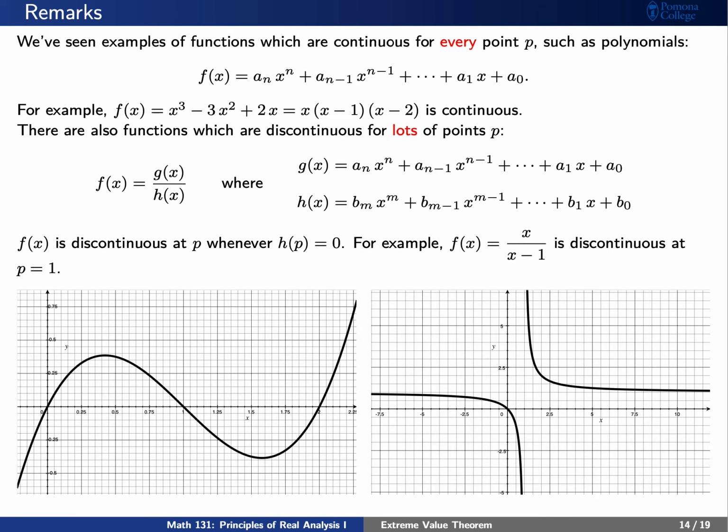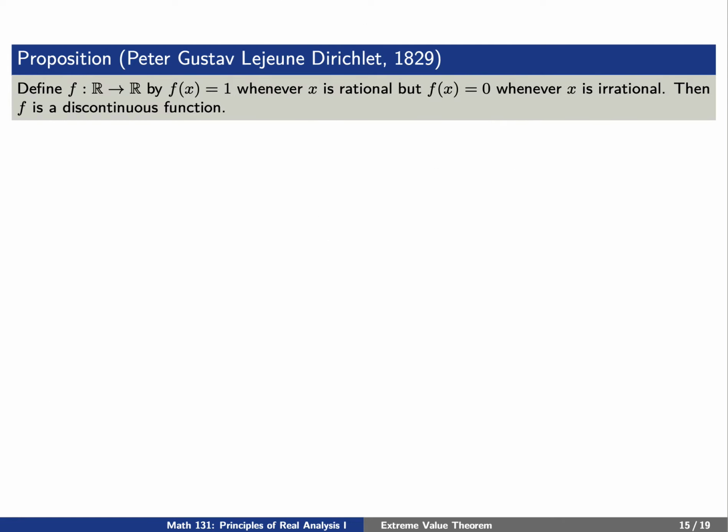You can see here on the screen the graph of a couple of different functions. On the left, you have the function x cubed minus 3x squared plus 2x, which is continuous. On the right, you have the ratio x divided by x minus 1, which is discontinuous. But now here's a really strange example. We're going to give an example of a function that's discontinuous at every point p.